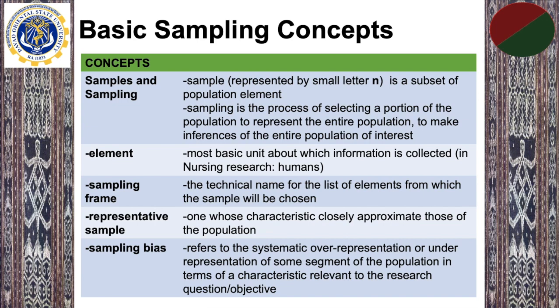Sampling bias. This concept refers to the systematic overrepresentation or underrepresentation of some segment of the population in terms of a characteristic relevant to the research question or objective. This usually happens when a researcher is not following a systematic process of conducting a research study.